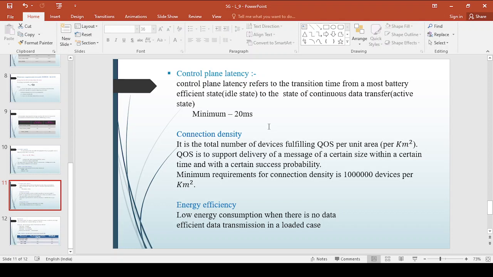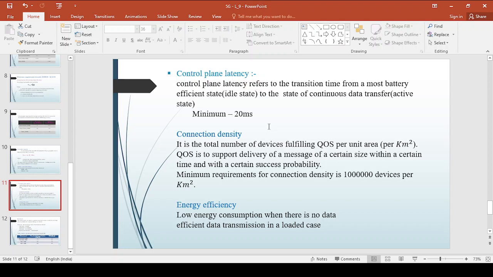Now coming to the next requirement, we have connection density. It is the number of connected devices fulfilling quality of service per unit area, per kilometer square. What is meant by quality of service? It is delivering a particular message of a particular size within a particular time, and that should be delivered with a success probability. The minimum requirement of connection density is 10 power 6 devices per kilometer square. That means within an area of one kilometer square, 10 power 6 devices should be connected under 5G.